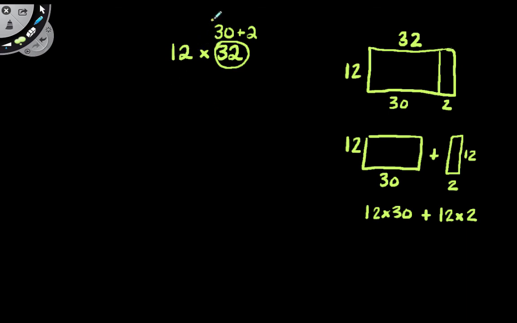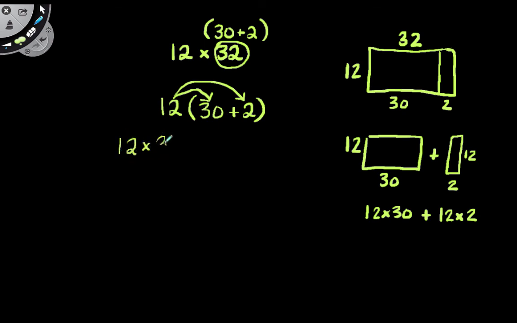What we would do, we would put this 30 plus 2 in parentheses, and we're just going to glue the 12 next to the parentheses, 12 times the quantity of 30 plus 2. And we're going to use the distributive property to create 2 multiplication problems. Multiply the 12 times the 30 plus the 12 times the 2. And we have the exact same problem over here as we did when we did our models.